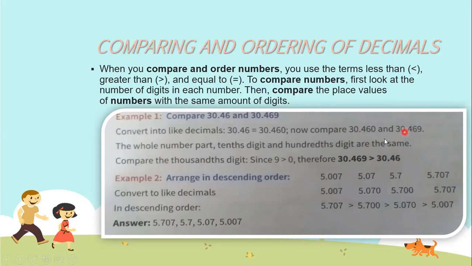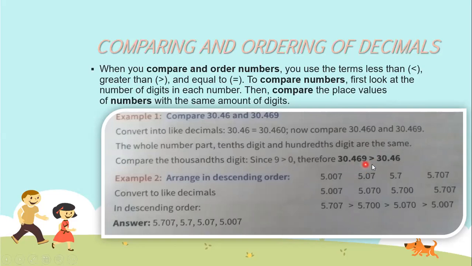30 and 30 are the same. Next, after the decimal point you check: 4 is there and here also 4. Next number, 6 is there and here also 6. Next number you have to check: here 0 and here 9. Now you can compare easily. 0 is the smaller one and 9 is the bigger one. So 30.46 is lesser than 30.469. In this way you have to compare. The tens and hundreds digits of the whole number part are the same, so compare the thousands digits. Until you get a different digit after the decimal point, you should keep comparing.